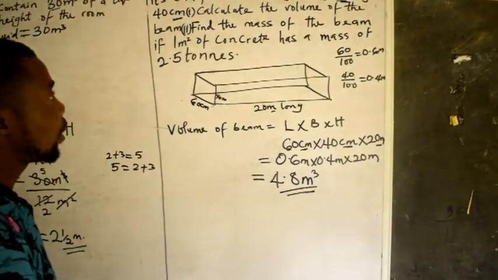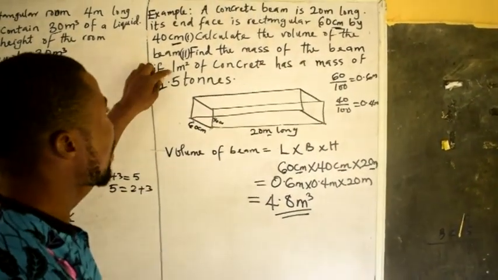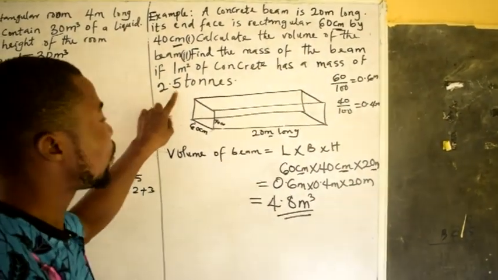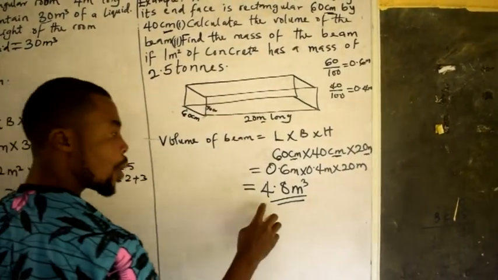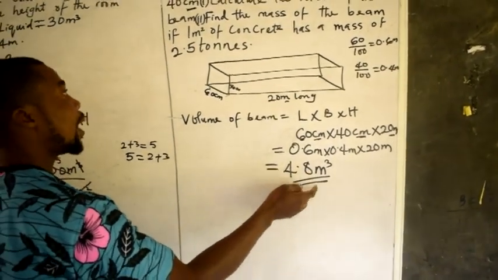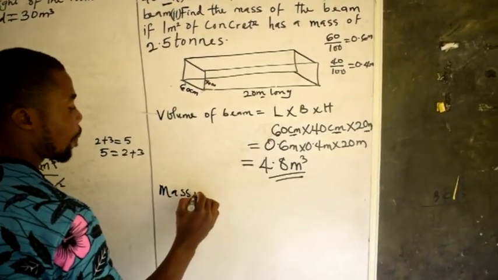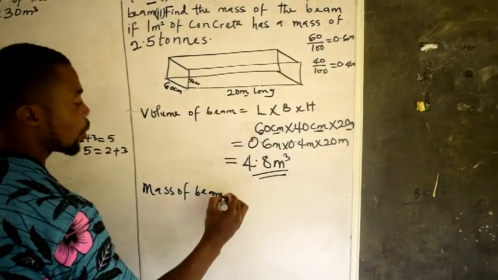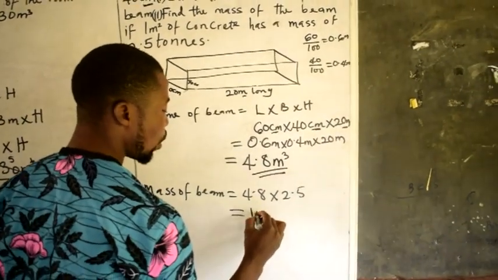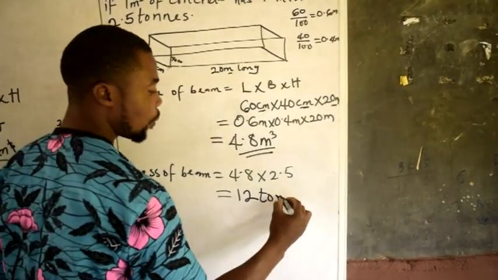The second question says, find the mass of the beam, if 1 meter cubed of concrete has a mass of 2.5 tons. We have 4.8 meter cubed, so you multiply 4.8 meter cubed times 2.5 tons. The mass of the beam is 4.8 times 2.5, which is 12 tons. We are looking for mass: 12 tons.